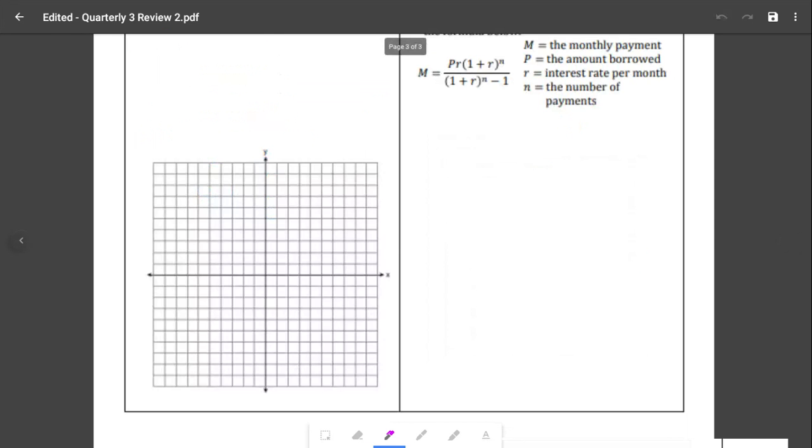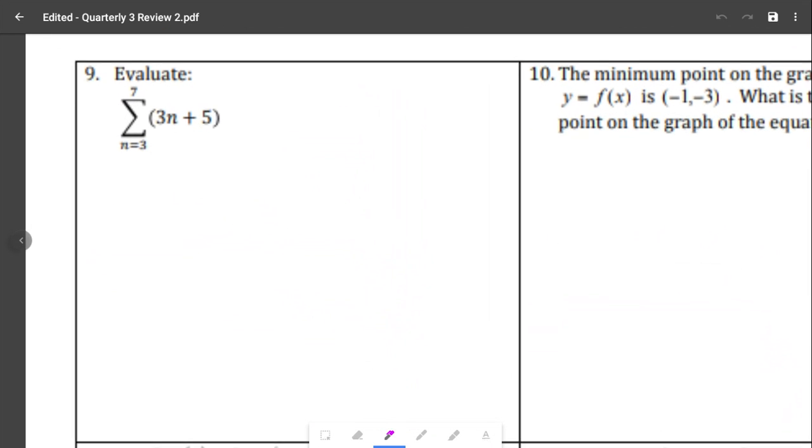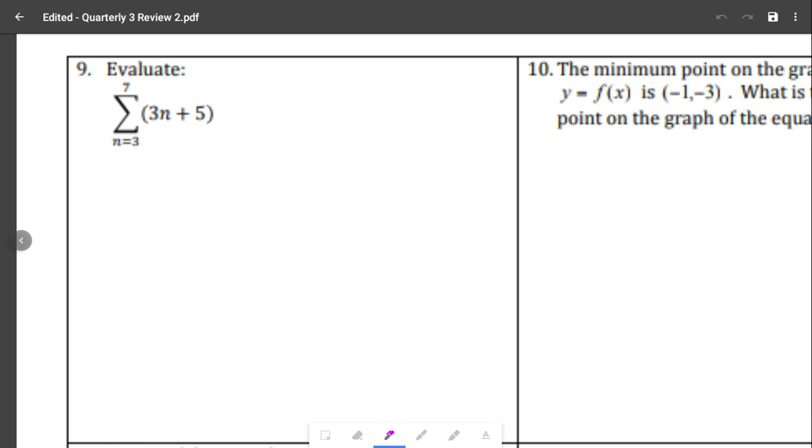Question 9. Evaluate. So here's our sigma. Sigma, remember, represents a sum. And on the bottom here, n equals 3. This is the first value that we are going to plug in for n in the formula. After 3 comes 4, we're going to plug in 4. After 4 comes 5.